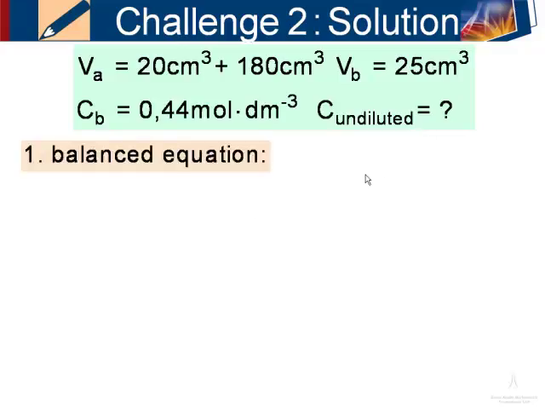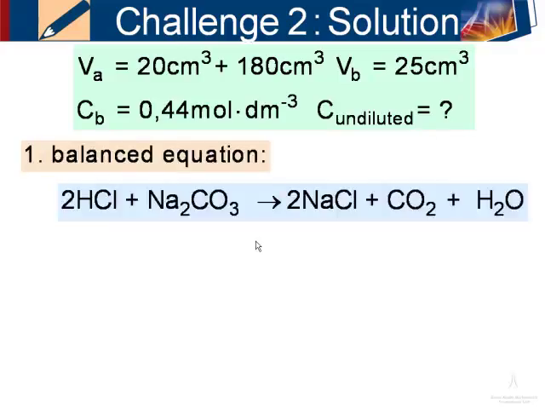Step 1, remember, was to have the balanced equation, and here's the balanced equation. 2 moles of hydrochloric acid react with 1 mole of sodium carbonate to form 2 moles of sodium chloride plus 1 mole of carbon dioxide and another 1 mole of water.